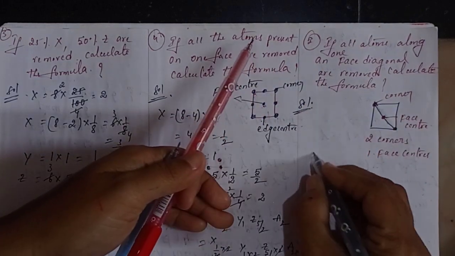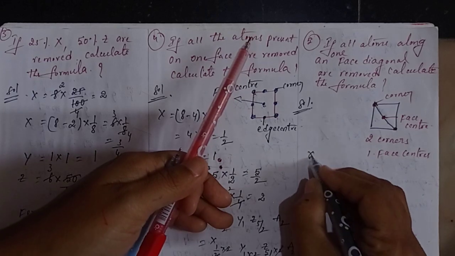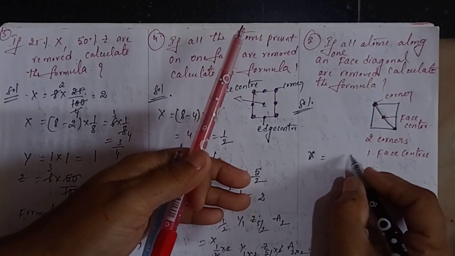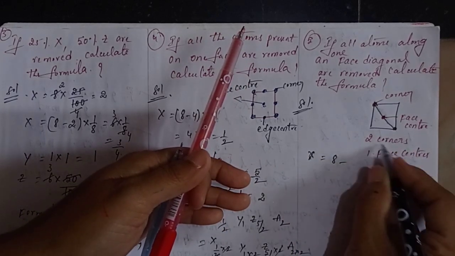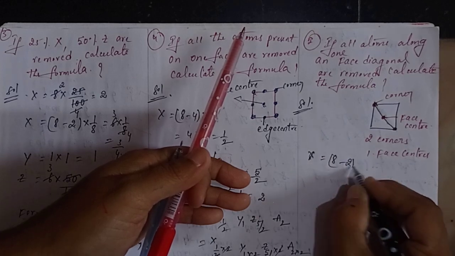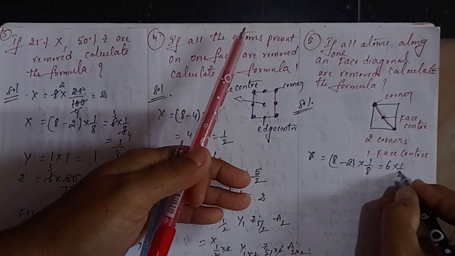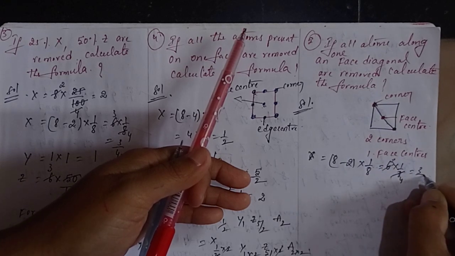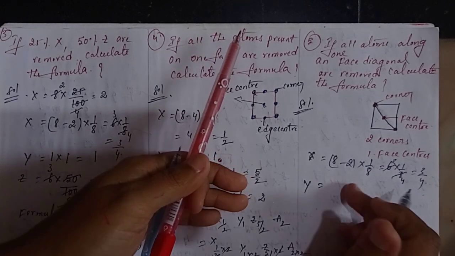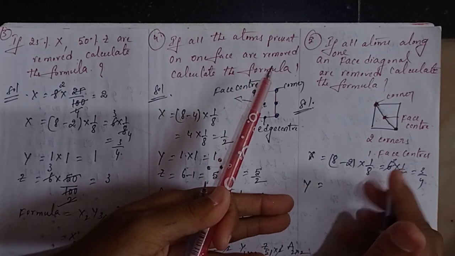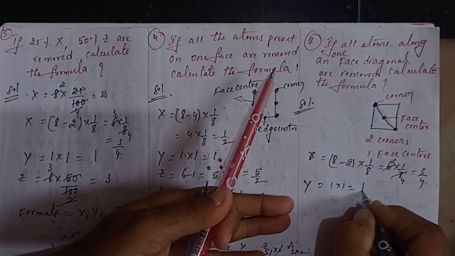So see students, X atoms are at the corners, so corners 8 minus 2 corner particles removed, each corner contribution is 1 by 8. 8 minus 2, 6 into 1 by 8, 2 4s are 2, 2 3s are 3 by 4. And Y atoms, students, are present at the body center, so 1 into 1 as it is, 1.